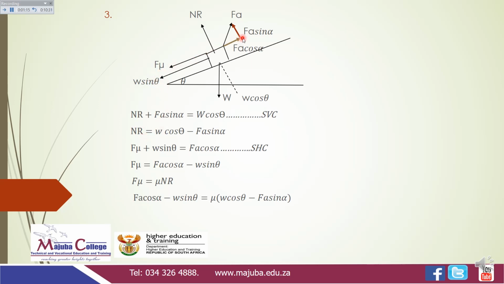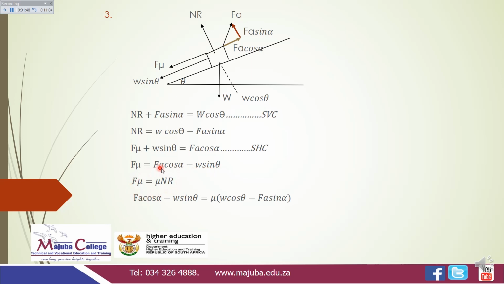And let's check the parallel forces, that we take as the horizontal components. Your FU together with W sine theta will be going down, opposed by FA, the cos of alpha. So FU plus W sine theta equals FA, the cos of alpha. Then you make FU the subject of the formula again. So your frictional force will be equal to FA, the cos of alpha, minus W, the sine of theta.